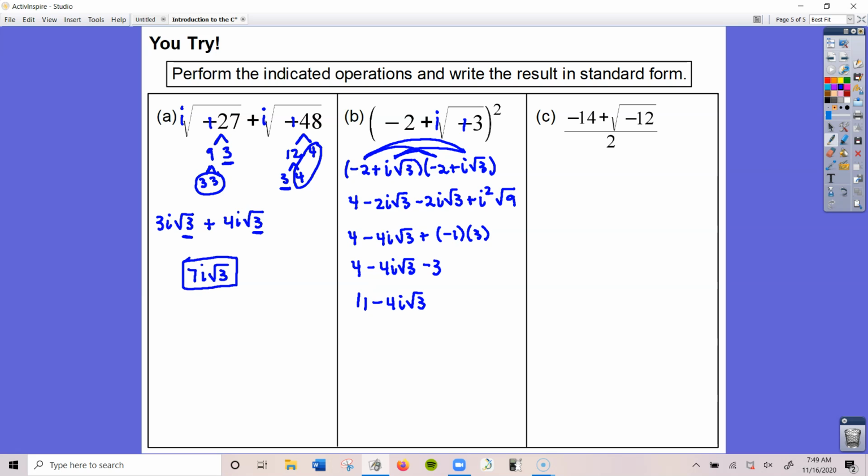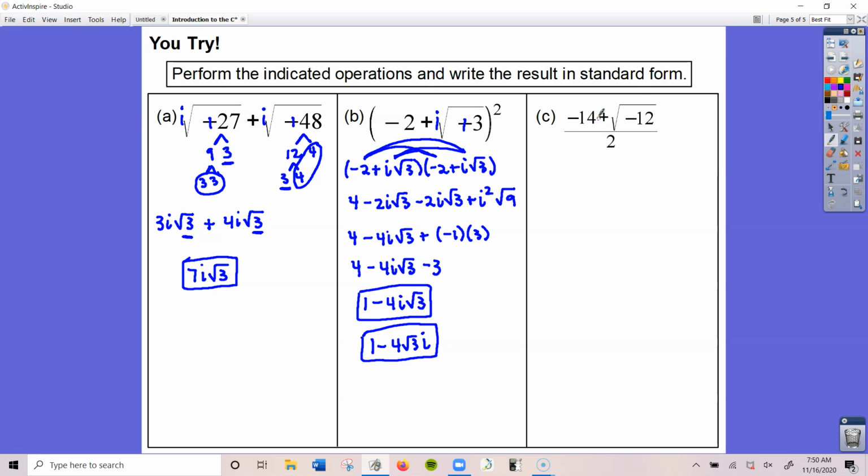Now remember, this is an acceptable answer, along with 1 minus 4 square root 3 i is also an acceptable answer. So wherever you choose to write the i on that last term is okay. Now let's work on this last one here, simplifying this division problem.